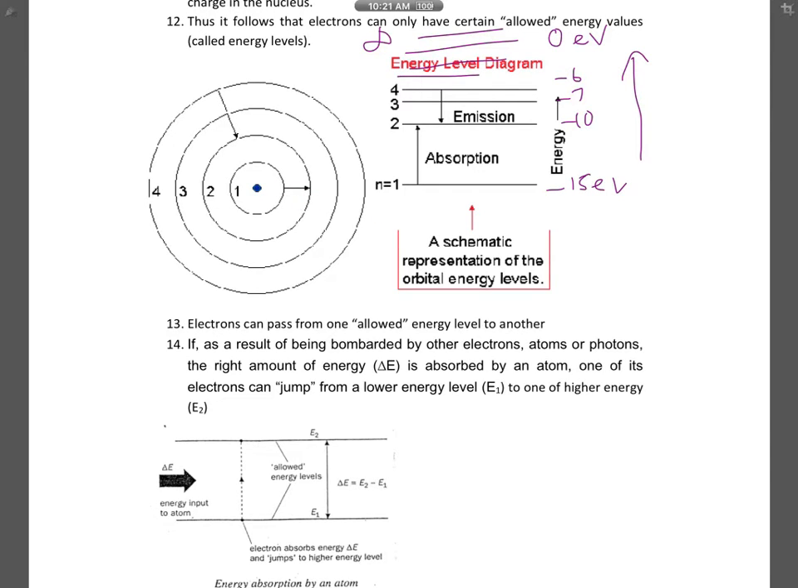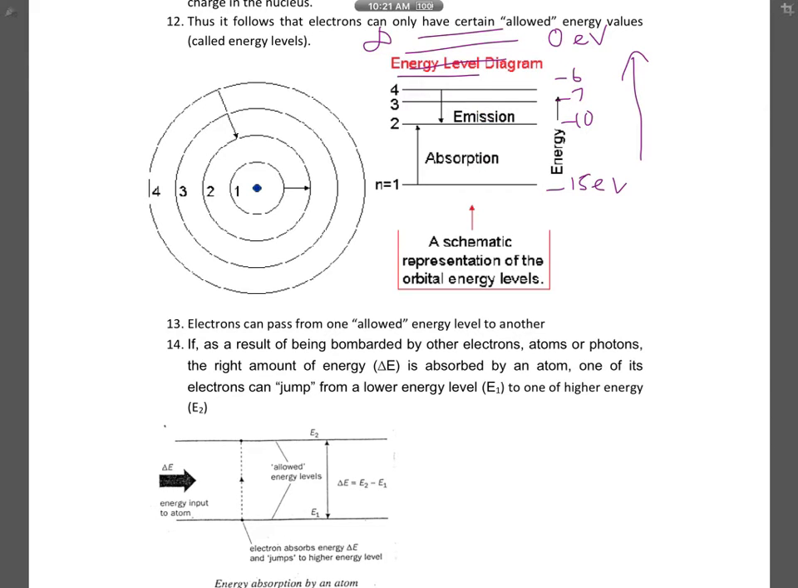Very easy. Three different ways. Either it collides with an electron, it collides with an ion, or it absorbs a photon. Now, provided the energy it receives matches the difference in energy levels, then it will jump. Example, if it absorbs the difference between these two energy levels, which is how much? 5 electron volts, right? Then it will jump from here to here. If it jumps from negative 15 to negative 7, how much must it absorb? 8 electron volts, then it will jump.